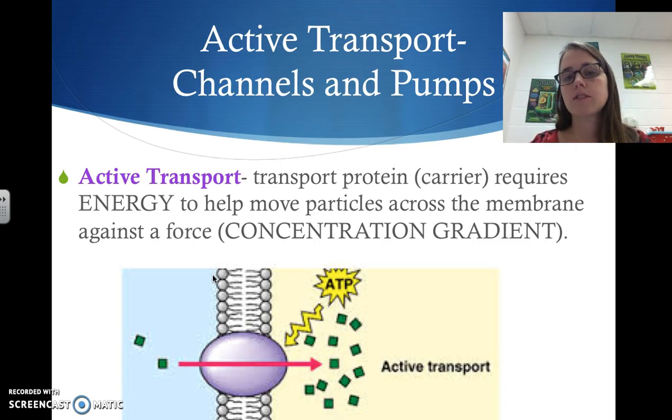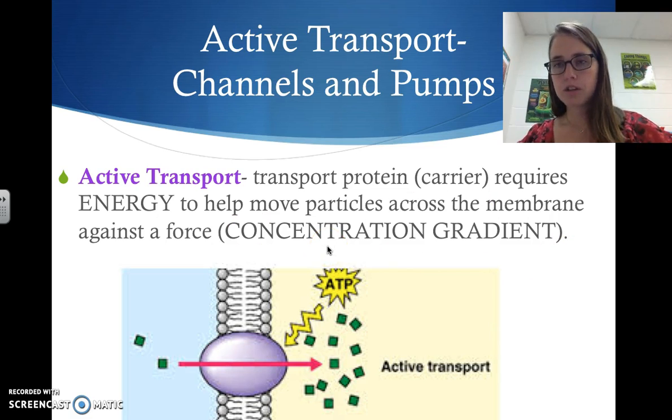Now we're going to move on to active transport. So passive transport did not require energy. Active transport does require energy. It also requires usually some sort of protein carrier to help move particles across the membrane. And it's usually against the concentration gradient.